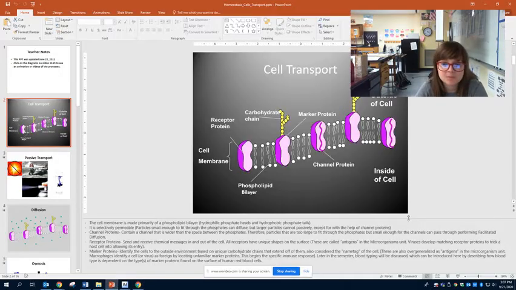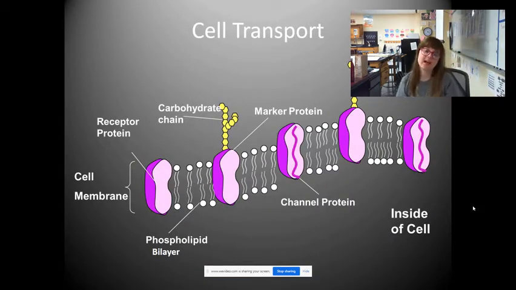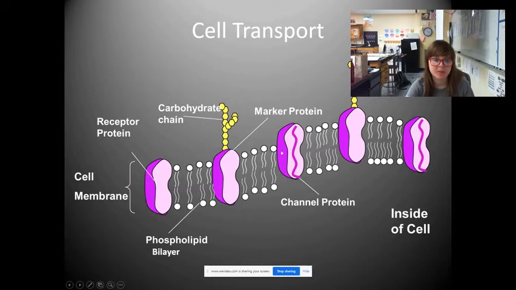So we're going to look here, first of all, at a picture of the cell membrane. In our last unit, you learned that the function of the cell membrane is to regulate what comes in and out of the cell, and also to form kind of a protective barrier around the cell. And so what we have here are just the components of the cell membrane.